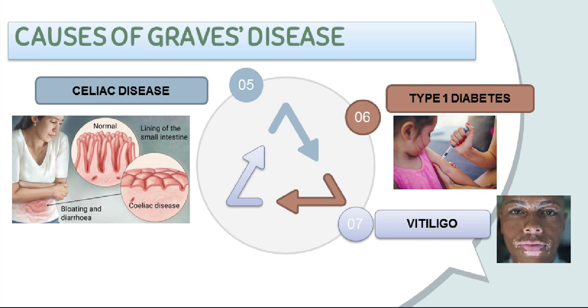Celiac disease is associated with hyperthyroidism and hypothyroidism. Symptoms of Graves' disease and thyroid function tests may improve with a gluten-free diet. Increased intestinal permeability can increase immune activation involved in thyroid disease.